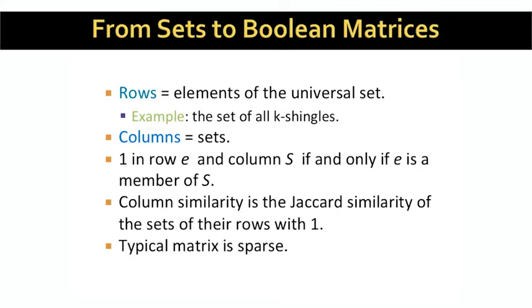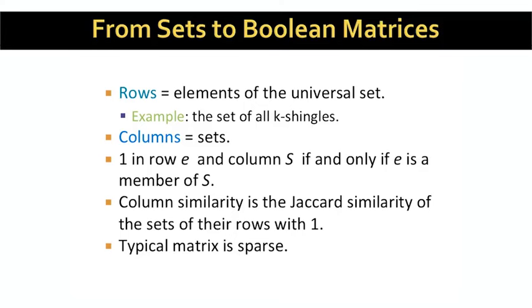For another example, suppose the matrix represents the books bought by Amazon customers. Rows are the books and columns are the customers, and customers are similar if they buy many of the same books. A typical customer buys only a tiny fraction of the books Amazon sells, so again we would expect the matrix to be very sparse.